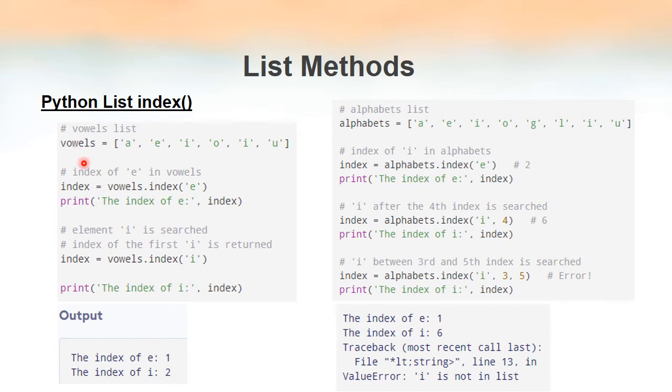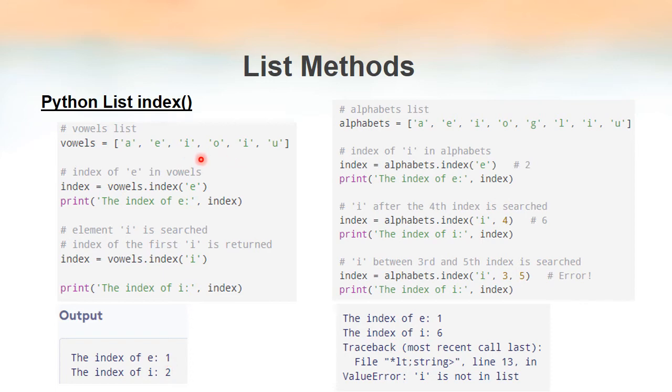In this example, we have a list named vowels, and we are trying to find out the index at which the element is located. So a list name dot index method and the element we are going to search. In this example, we have used only one parameter. We have not used the second and third parameter of this method index. So as you can see, E is located at index number 1. So the output will be 1.